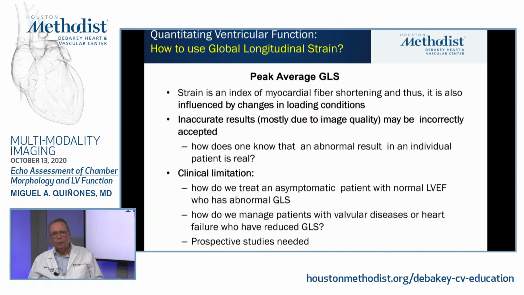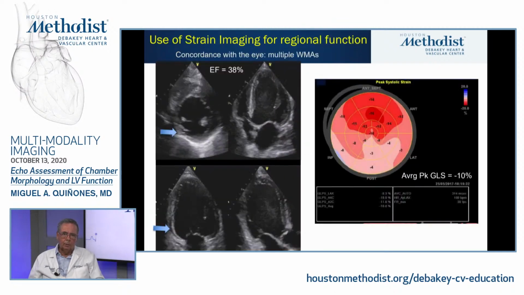How will it change what we do? If we have a patient with aortic stenosis, would we replace the valve sooner because the GLS is reduced? Same thing for mitral regurg. So all of these questions will need to be answered by prospective studies.